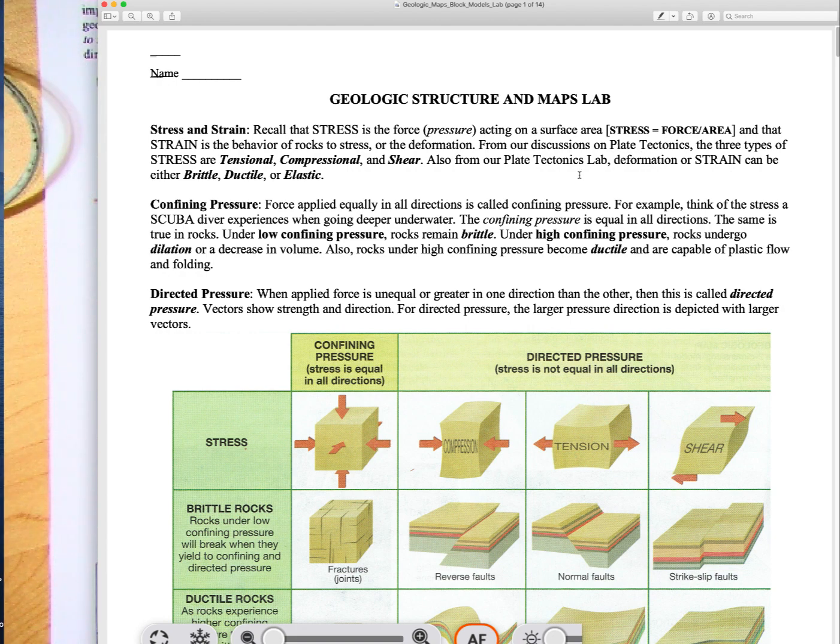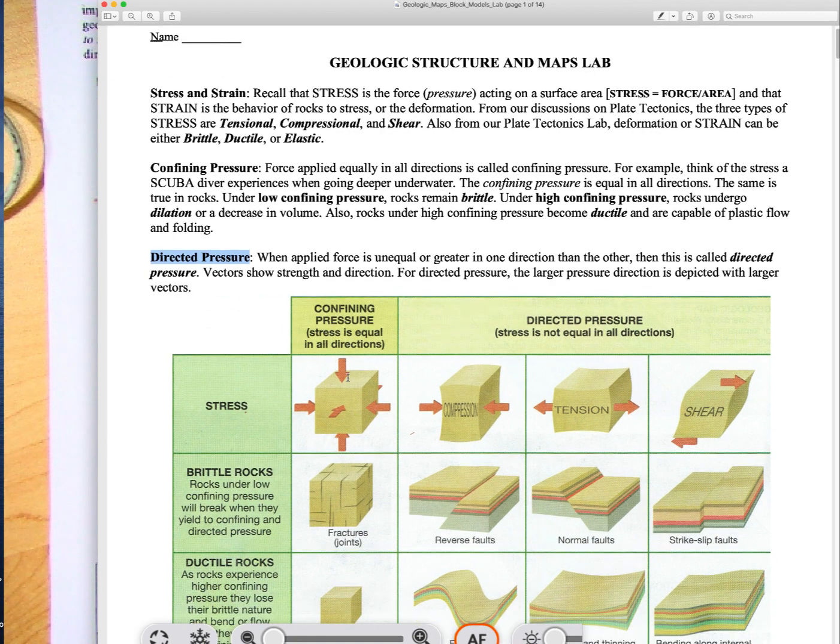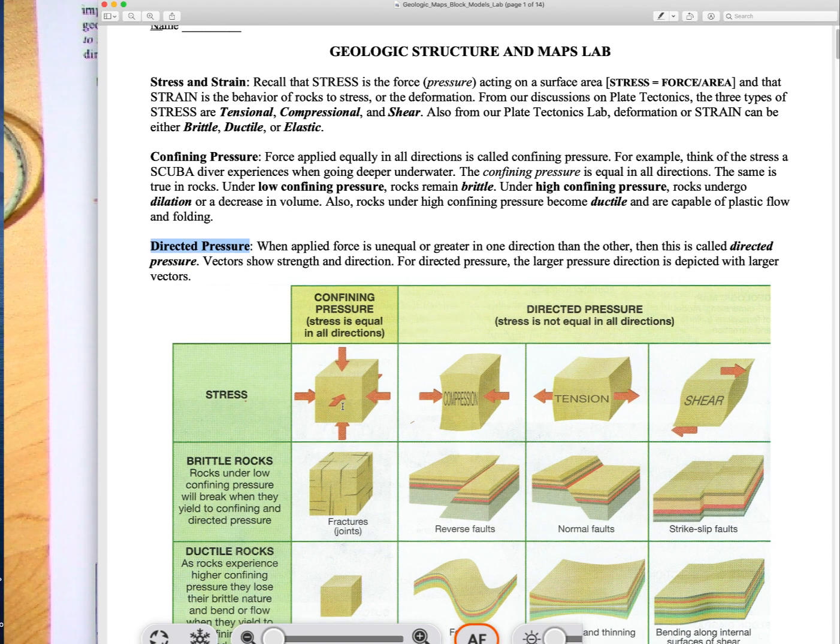One of the key things for this lab in particular is I want you to understand the difference between confining pressure and the directed pressure. We talked a little bit about this when we did metamorphic rocks, and we were calling this differential stress over here. The confining pressure is equal pressure in all directions, right? A vector shows the general direction and the magnitude or strength of the force. You can see all of these are pretty much the same, so confining pressure is equal in all directions.